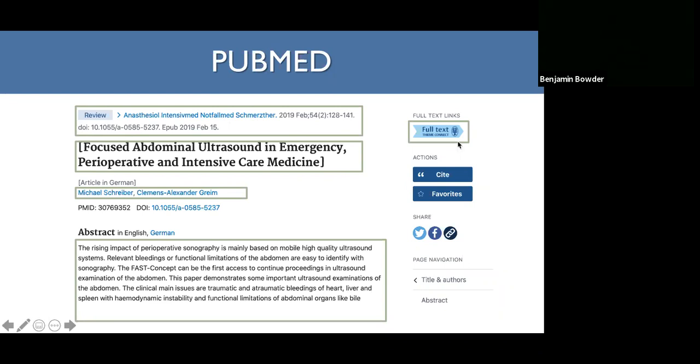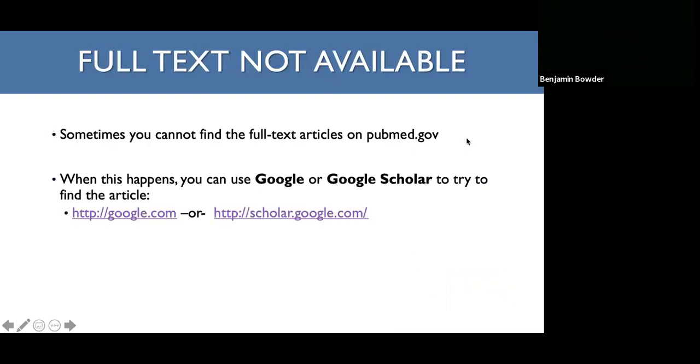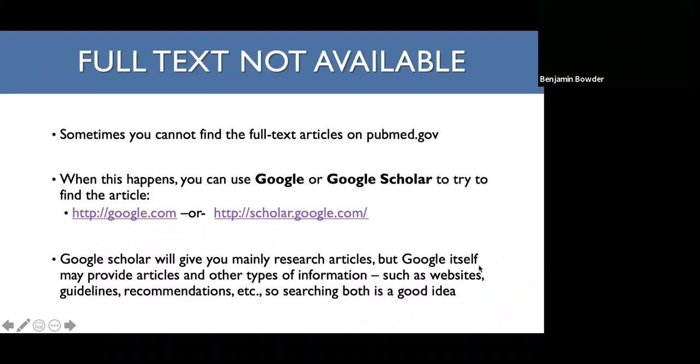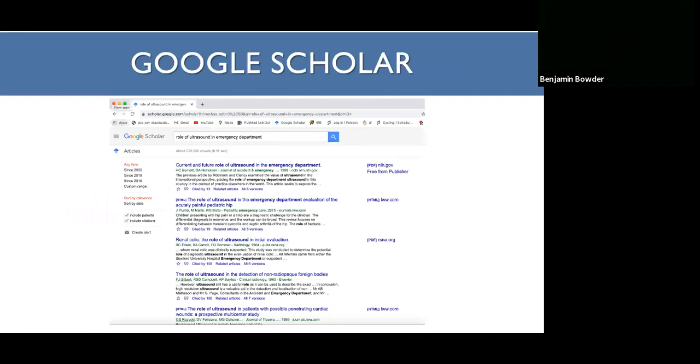And then off to the right, you can see whether or not a full text is available for download for your article. If the full text isn't available, what a lot of people do, and what a great option is, is to use the same article title or index number and go to Google Scholar to see if you can find the article in a full text version there. Google Scholar typically focuses on research articles, whereas Google itself may provide articles, but also other types of information like websites, guidelines, recommendations. So searching both is not a terrible idea, but we like to focus on Google Scholar here.